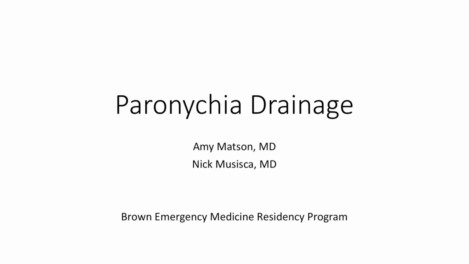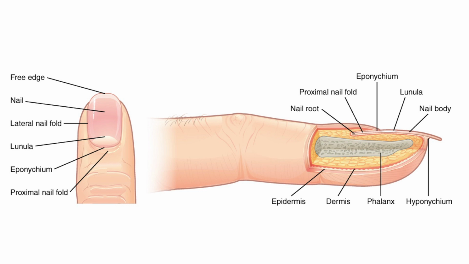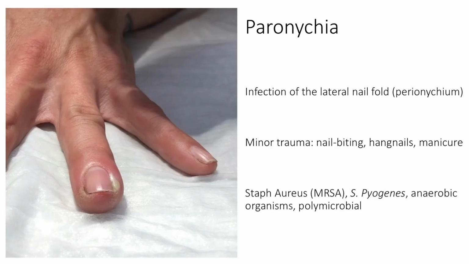Today we will be reviewing paronychia drainage. A paronychia is an infection that occurs along the lateral nail fold. The infection is most often precipitated by minor trauma, such as nail biting, hangnails, or manicures. The most common organisms that are involved are staph, strep, and anaerobic organisms.